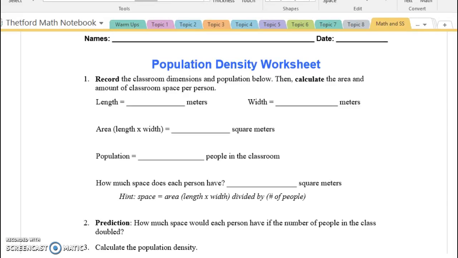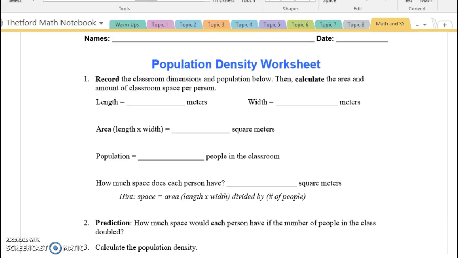So today we are actually going to start calculating population density. And this is just a little warning, but it's a lot of math. And so we're going to break it up into a couple of different formulas for you guys to make it a little bit easier when calculating for population density.